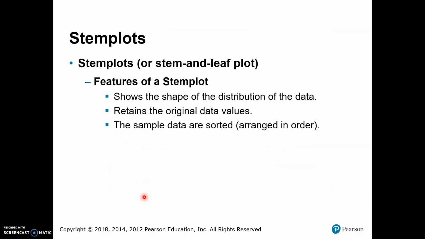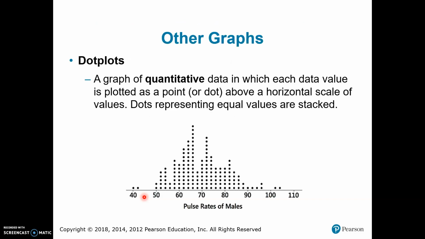Now there are other graphs. This one's called a dot plot. So this is an example of a dot plot. Very similar to the stem plot, but this is kind of a scale. So like 40, 41, then 50s, then 60, 60, 60. So this is a bunch of dots. Each dot represents a number.